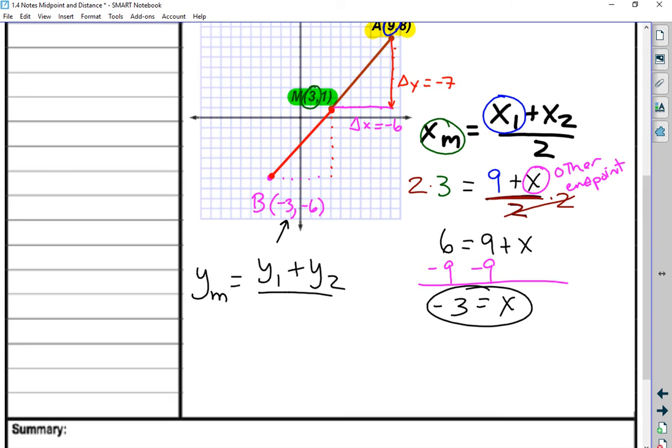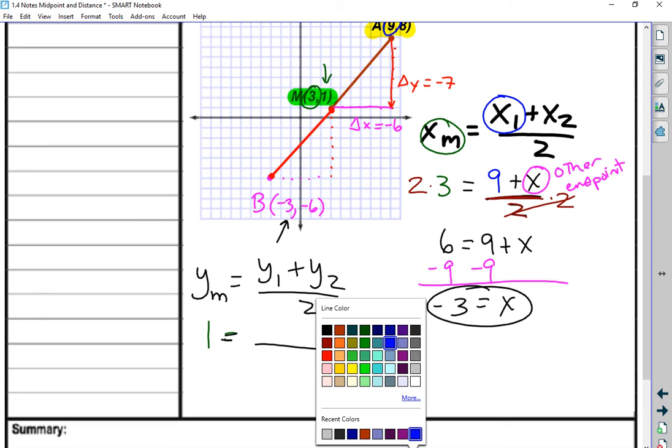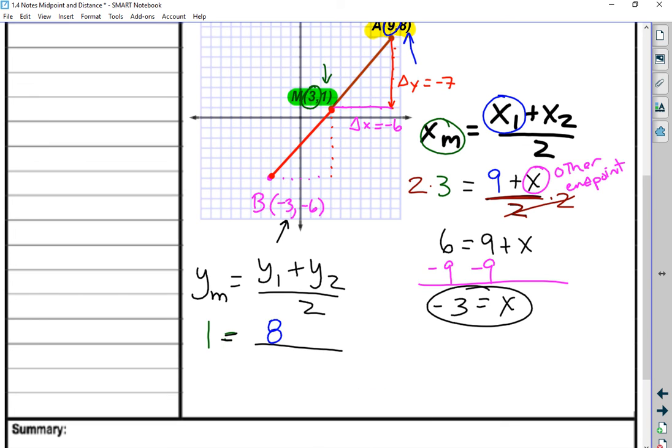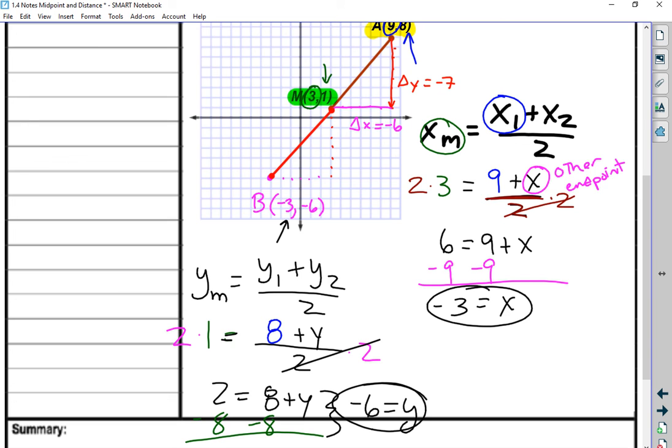And just like before, we have a bunch of that info. We know the y value of the midpoint's 1. We know we have a y value for one of the endpoints, so that's going to be 8 all over 2. And just like before, we can multiply out that 2, canceling it out on one side, leaving us 2 is equal to 8 plus y. And then we subtract out the 8's. 2 minus 8 is going to be -6, and that's going to be our y value. But again, very predictable because we saw it there as well. And so the x and y value, so the x2, y2, shall be -3, -6.